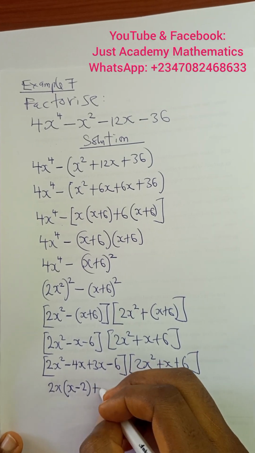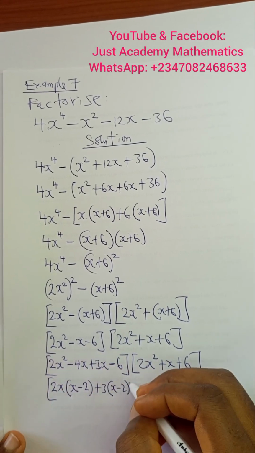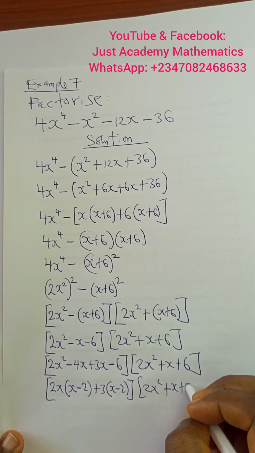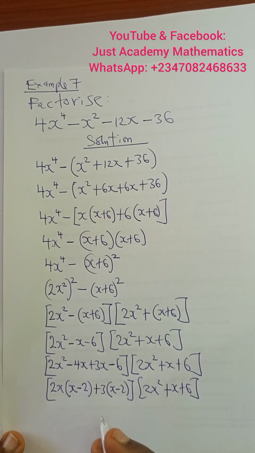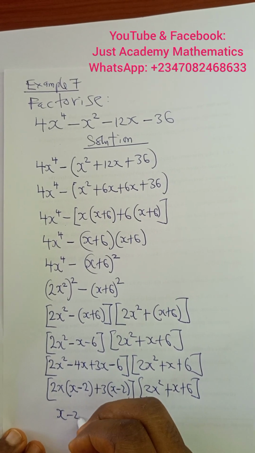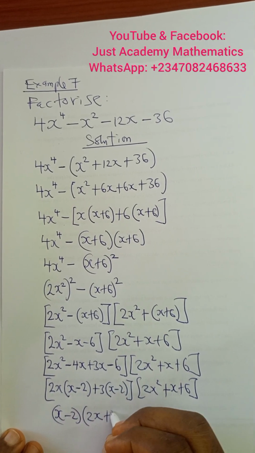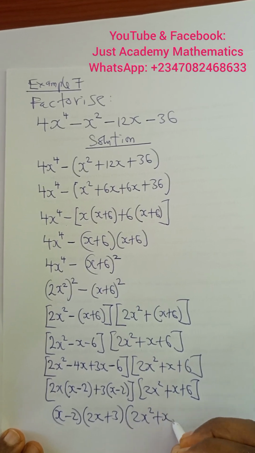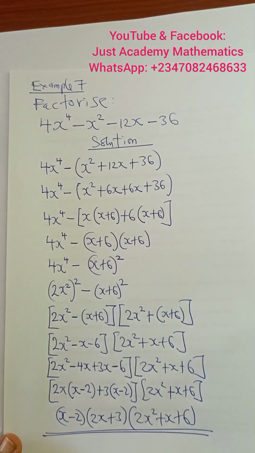And what is common here? Plus 3. What will remain? S minus 2. Then we step this down. Then finally, we can state that this one will come out. If this one comes out, that is x minus 2. What will remain here? It will remain 2s plus 3. Then times what? 2s squared plus s plus 6. This is the factorization of this.